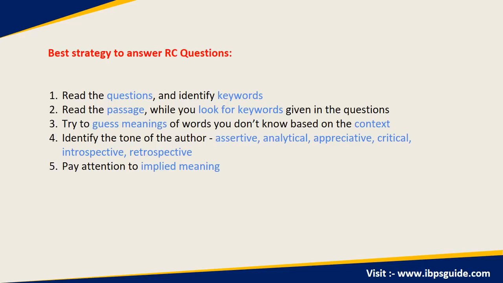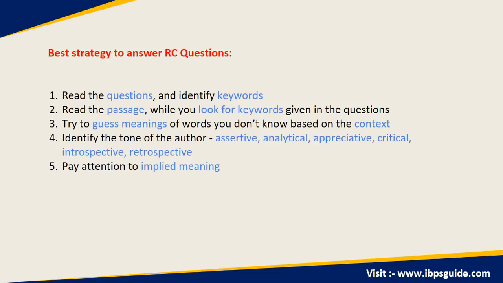Next, analytical. Analytical means that the author is analyzing the situation. You can identify this when the author is talking about both the pros and the cons, or talking about the good things and the bad things. Next, critical. Critical is usually when you're talking more about the cons and more about the problems and less about the solutions. Appreciative. Appreciative is easy to understand when the author is appreciating something or talking highly of something that is being discussed.